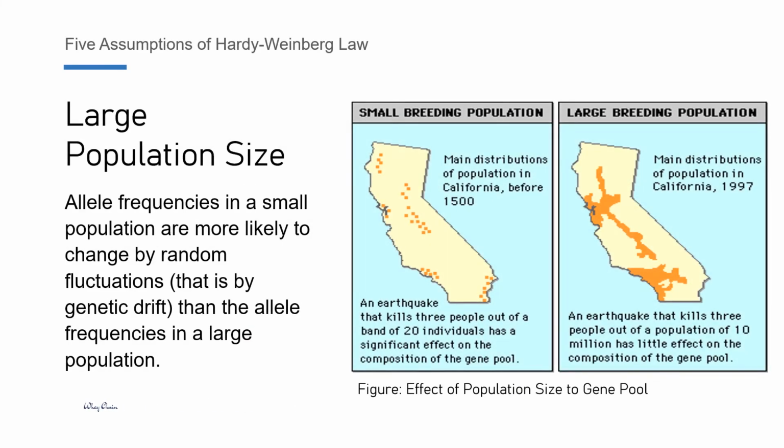The first assumption of Hardy-Weinberg law is large population size. This is because the allele frequencies in a small population are more likely to change by random fluctuation, which is called genetic drift, which means a minor change in the frequency of an allele is not significant in a large population. So you can study this by relating it to the human population and how population size affects a gene pool.